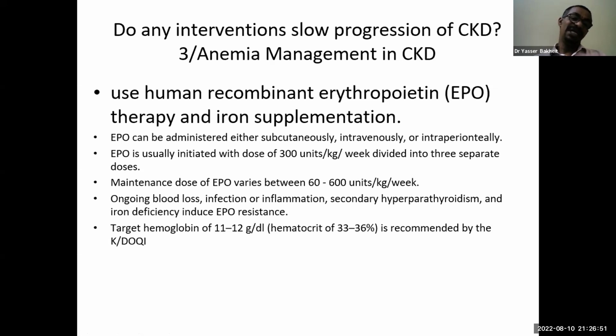because if there is iron deficiency anemia, the erythropoietin is not active. So we give iron supplementation. Usually the target of the iron is a saturation of more than 20%. If it's less than 20%, you can give iron IV. Usually it's better than the oral.